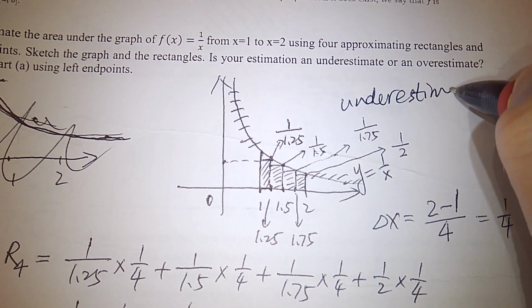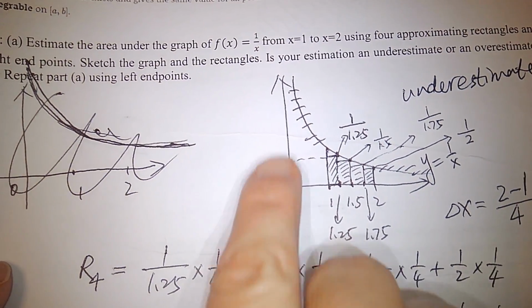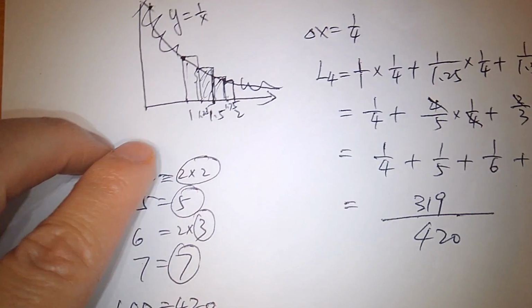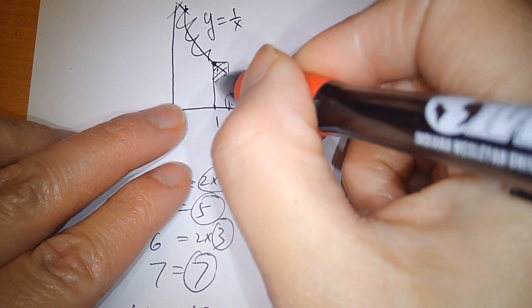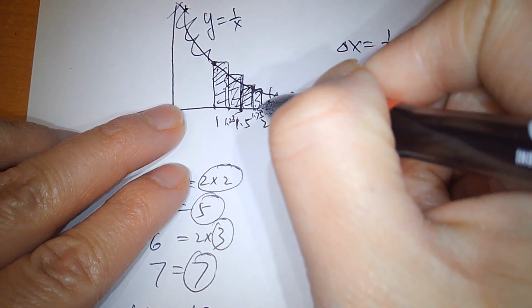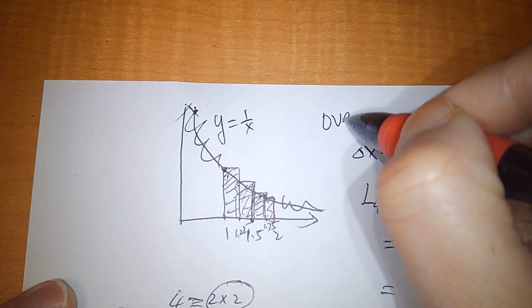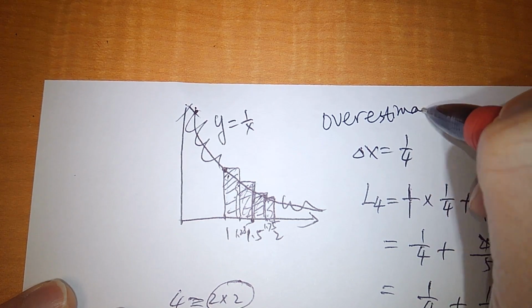Okay, so in part B, do you think our estimation is an underestimate or overestimate? Yeah, see these rectangles, they're taller than this region, right? So I would say overestimate.